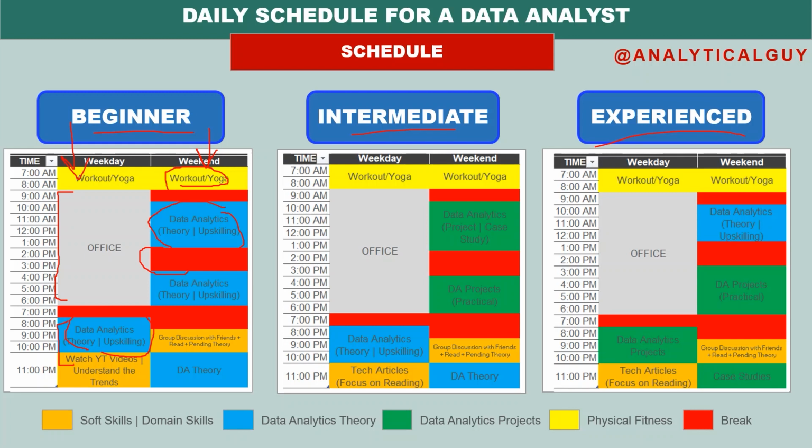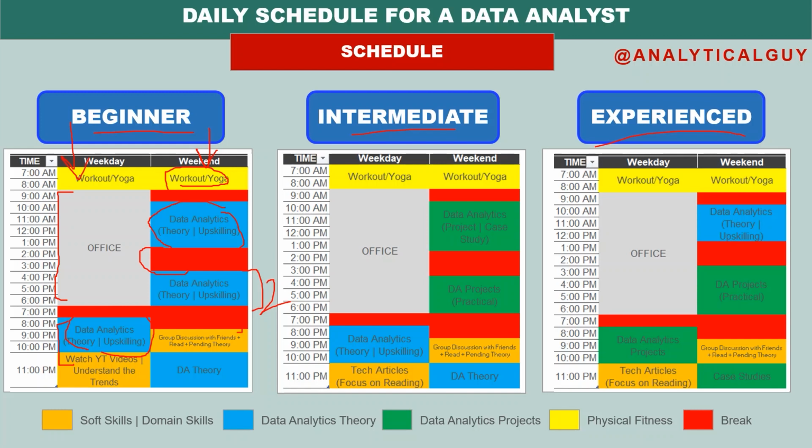You can take some rest as well. From 4 p.m. to 6 p.m., again for 2 hours you have to study, and this is not a practical project, this is just theory. Because you are a beginner, you should not jump to projects directly. First understand the basics, first know the theory.